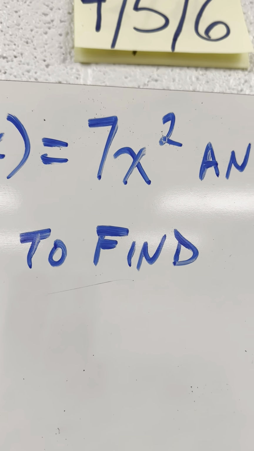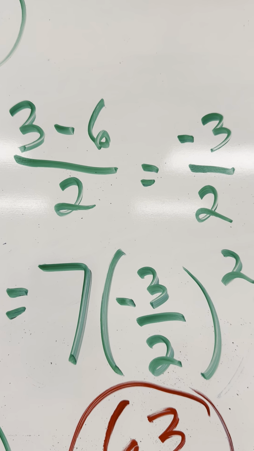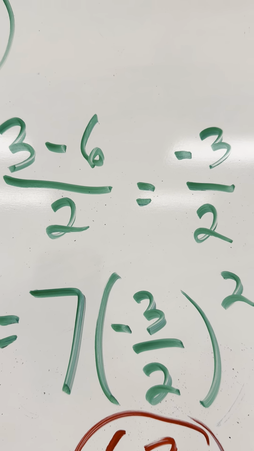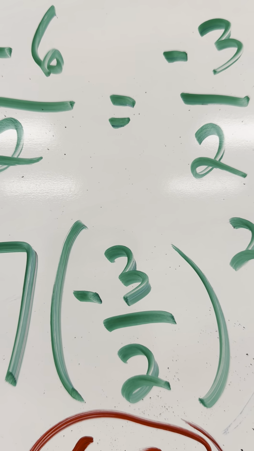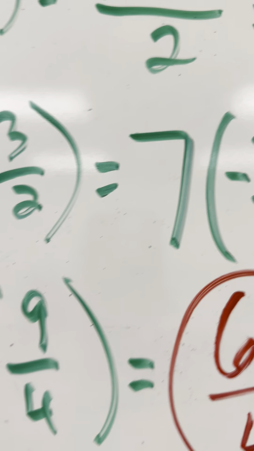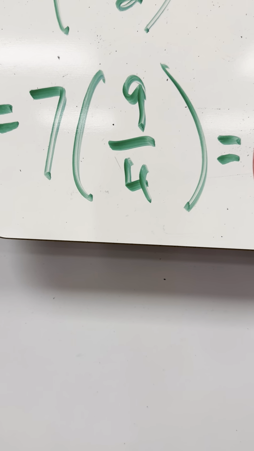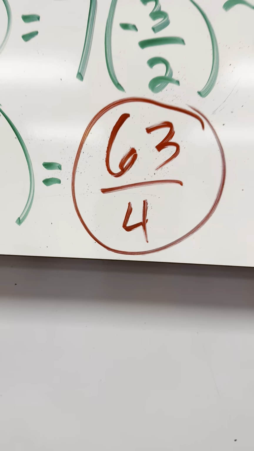So now we're going to do f of negative 3 over 2. f of x is 7x squared. So we're going to do 7 times negative 3 over 2 squared. 3 times 3 is 9. 2 times 2 is 4. Negative times a negative is a positive. So it's 7 times 9 over 4. 7 times 9 is 63 over 4. Done.